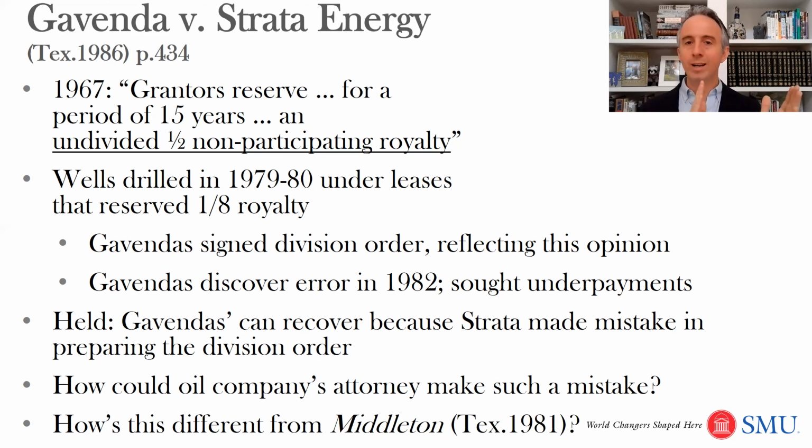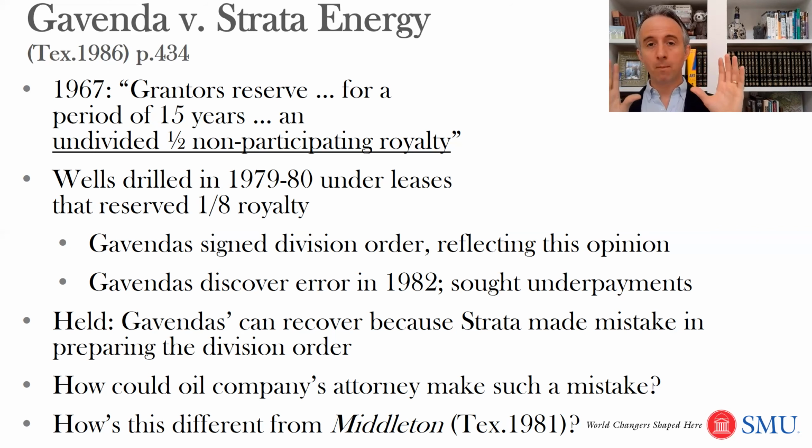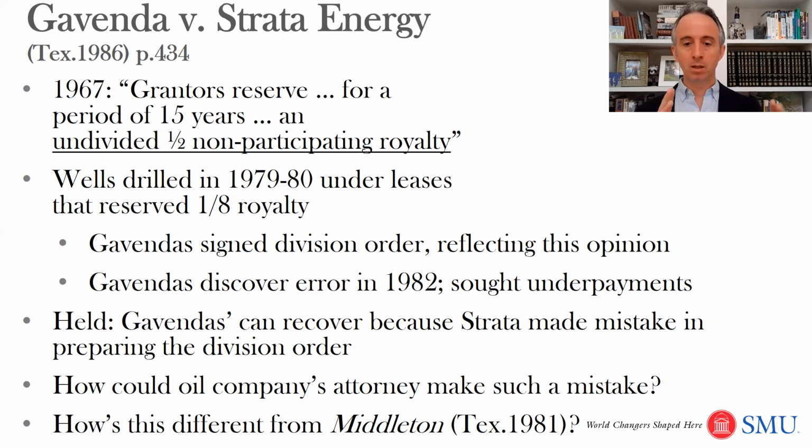Middleton is sort of the one exception to this rule, because what happened in Middleton was that it was a market value lease for gas. We know in Texas, we follow the Vela rule. So market value means what the gas was worth at the time. The company, Exxon in this case, had Middleton sign a division order that said, I'm going to pay you based on the contract price, not on the market value price. So that's kind of like the Tara rule, like what they have in Oklahoma.